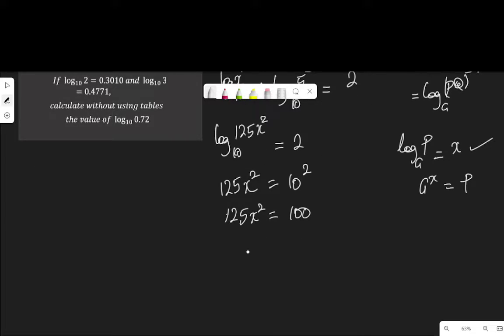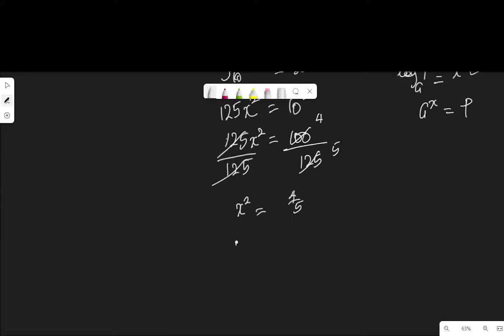To get the value of x squared, I will divide both sides by 125. So this can cancel out. Let me reduce the fraction a little. 25 here is 4 and 25 here is 5. So x squared is equal to 4 over 5. Therefore 4 divided by 5 is 0.8 and x will be the square root of 0.8. I will need a calculator to do that.